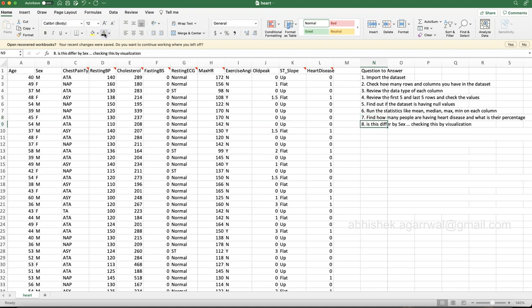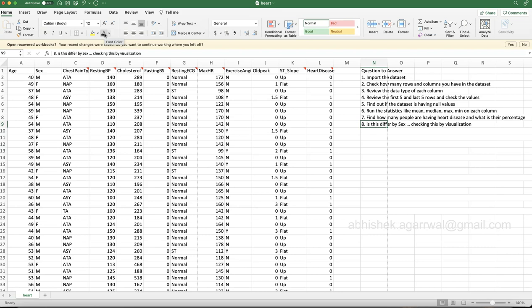Alright, next question is, so the question 7 that you identified at a high level, bifurcate it by sex and check whether male or female is showing you a different pattern, and obviously create a visualization of it. And as you would expect, this is something to identify whether on an average male or female follow a different pattern in terms of heart disease.